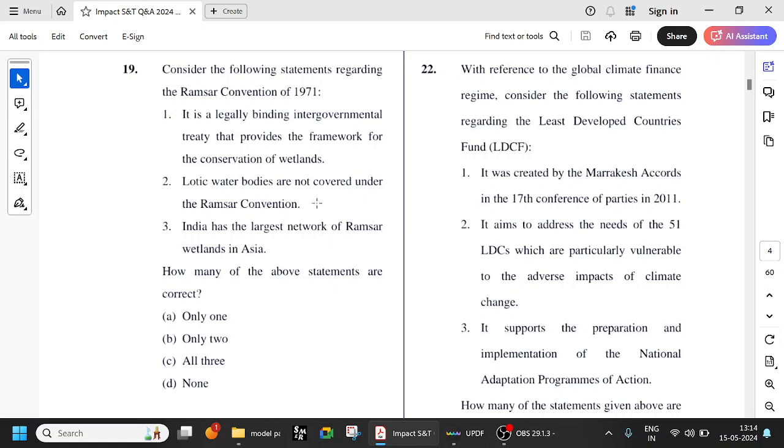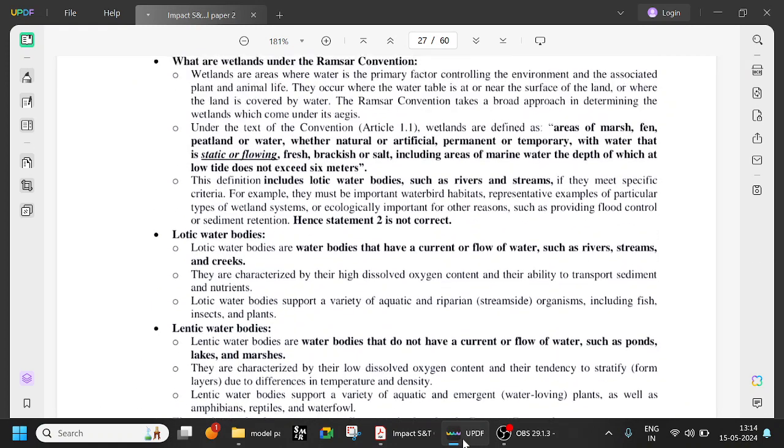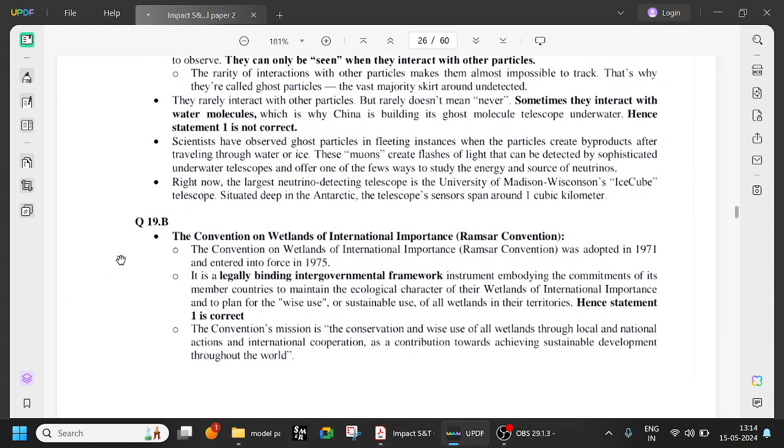India has the largest network of Ramsar wetlands in Asia. Okay, in Asia, surpassing China. So this is true. Two is wrong. One and three are correct. So how many are correct? Only two. So 19 will be B. 19 is B.